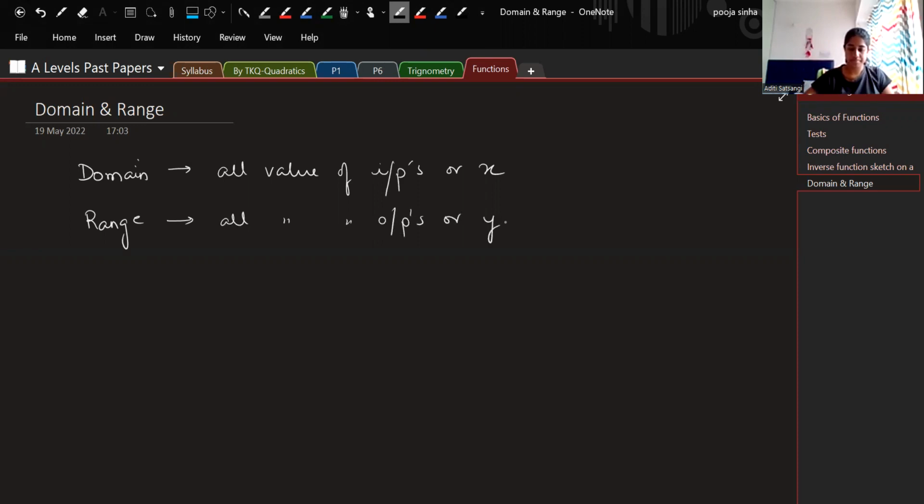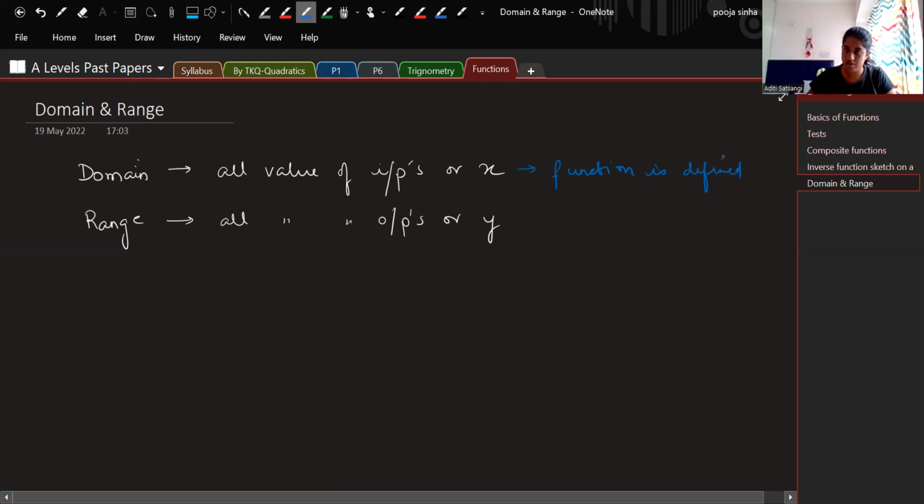Now, there is one more condition along with this when I'm writing domain. What is the condition? You have to make sure that these input values of x are such that the function is defined for them. It should not happen that we put in the value and the function becomes undefined. What I mean to say is, let's do one question.